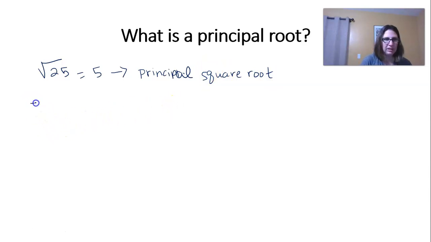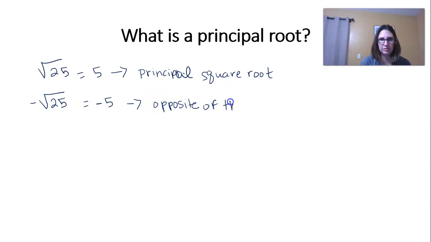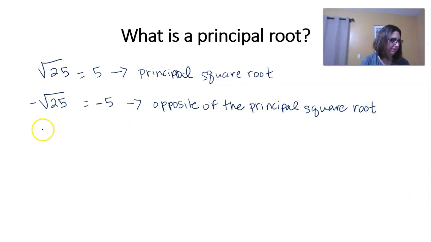So if you think about it like this, what if we say, okay, what's the negative of the square root of 25? Well, you know the square root of 25 is 5. There's a negative out there, so it's going to kind of hang, okay? So this is really what we'll call the opposite of the principal square root. And then let's try one more.